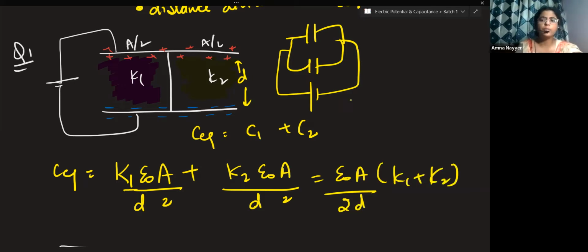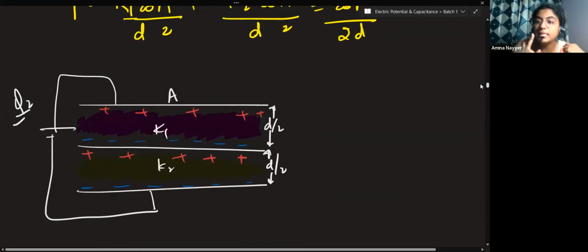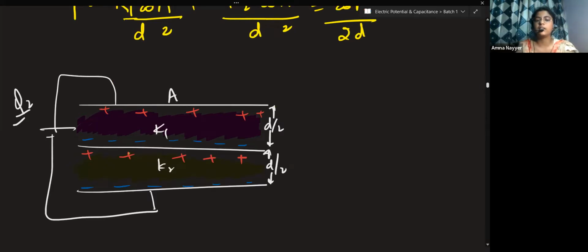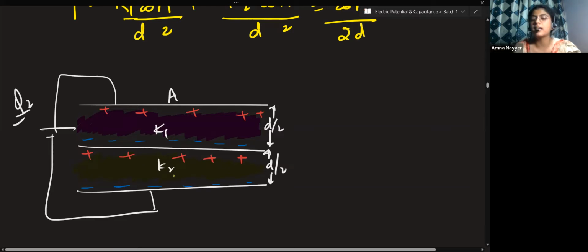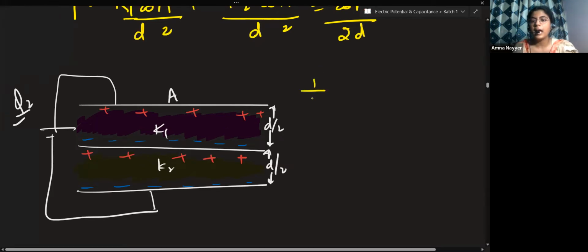One more example, we'll do this. Distance is getting divided, which means the separation between the plates is getting divided like this. Now the area is same, but the distance between the plates, which was initially D, is getting divided. So this shows that it is a series combination. And in series combination, you have 1 by C equivalent equal to 1 by C1 plus 1 by C2.